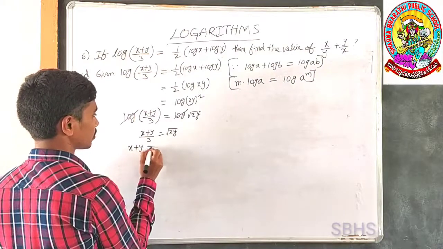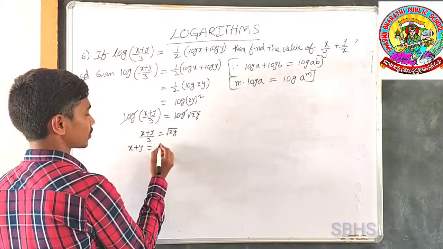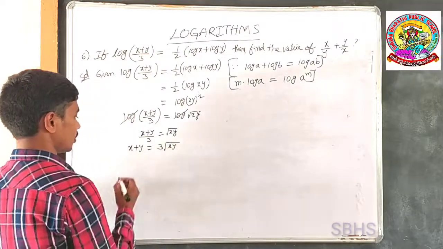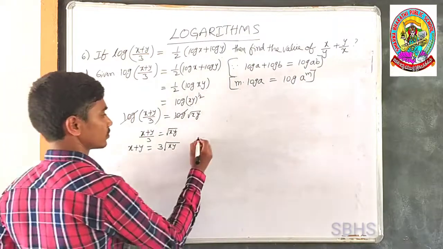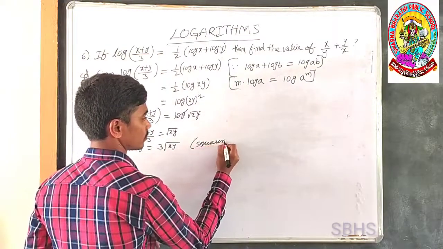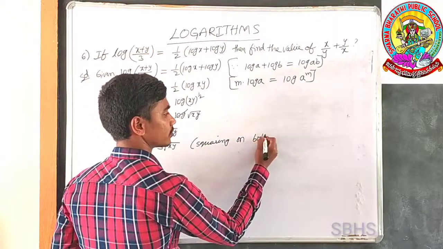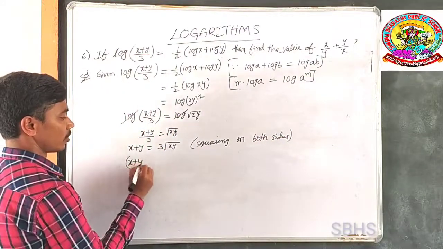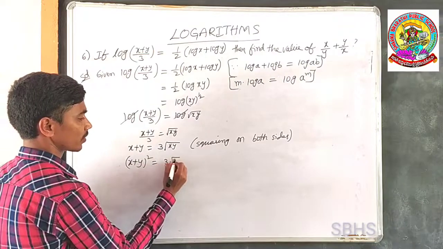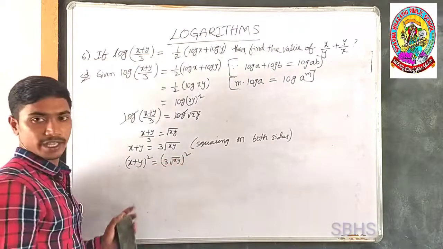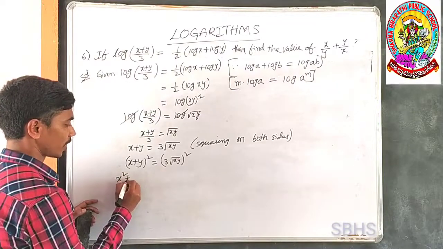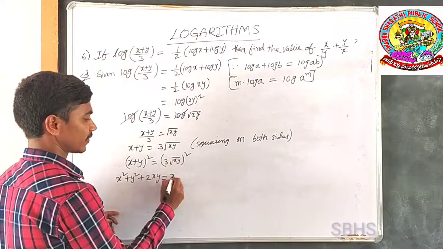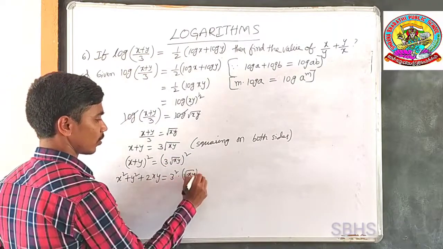x plus y is equal to, if you transpose 3 to another side, 3 into square root xy. Squaring on both sides. (x plus y) whole square is equal to (3 into root xy) whole square. (x plus y) whole square expansion: x square plus y square plus 2xy. Here expansion: 3 square into (square root xy) whole square.